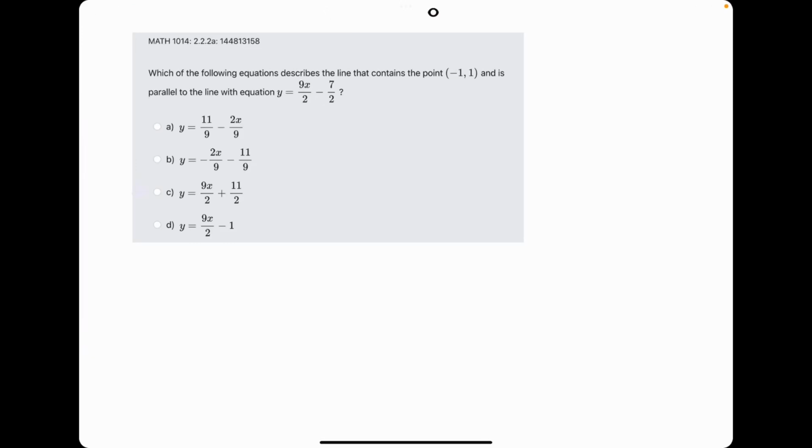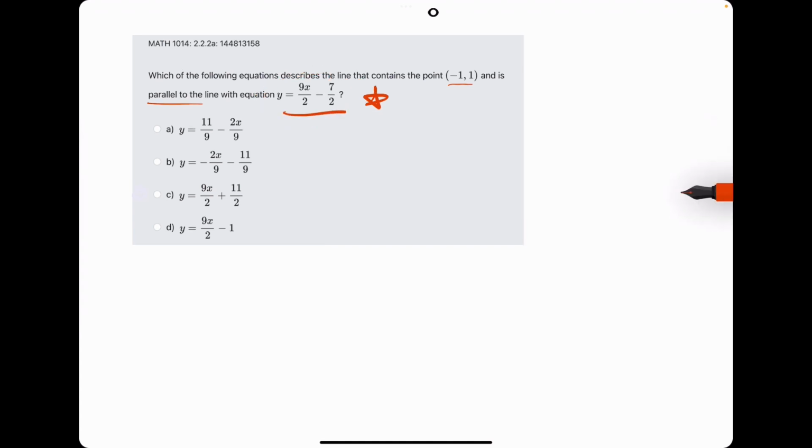Okie dokie. In this problem, they say, which of the following equations describes a line that contains this point and is parallel to the line with this equation? So to be parallel to this line means that our line that we are looking for will have the same slope as this line. So what's the slope of this line?